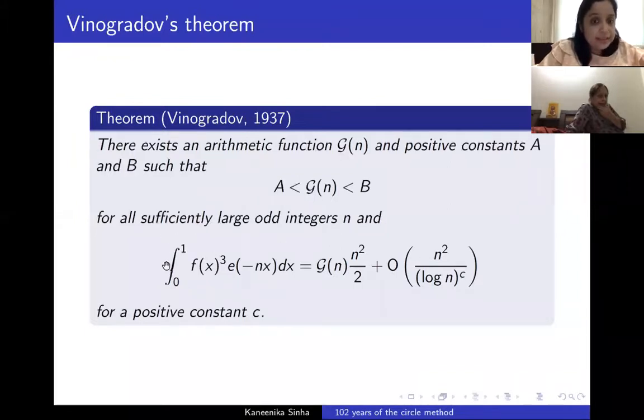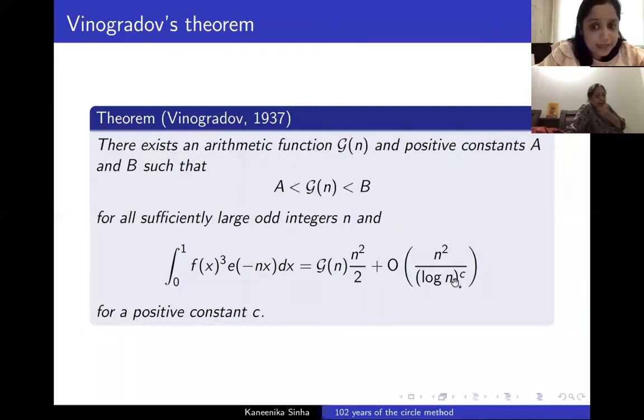the quantity that you were looking for, the integral of f cube of x times e of minus nx dx, which turns out to be equal to the number of ways of writing n as a sum of 3 primes, can be written as g of n times n squared over 2 plus O of, by O I mean this quantity, it is a long formula, but at the end of it you get something bounded above by some constant multiple of n squared over (log n) raised to the c.